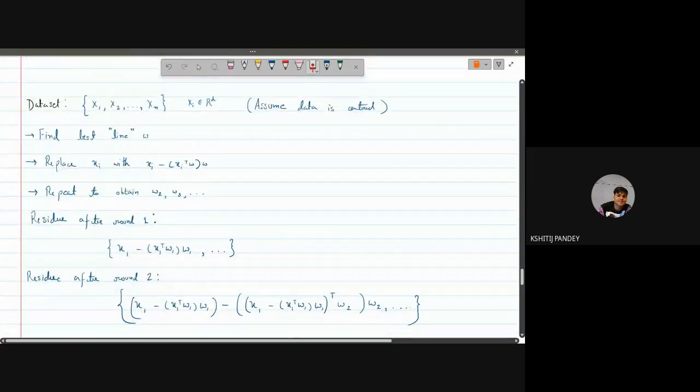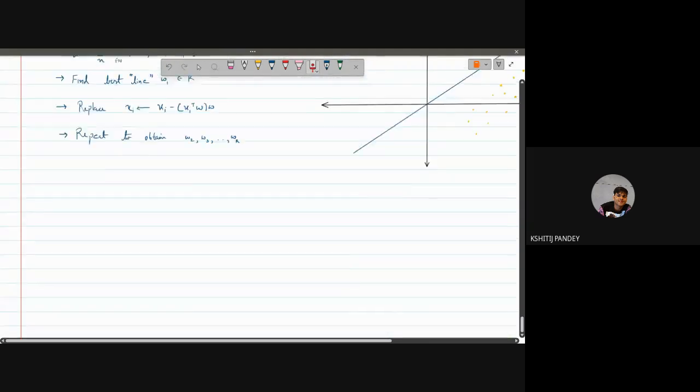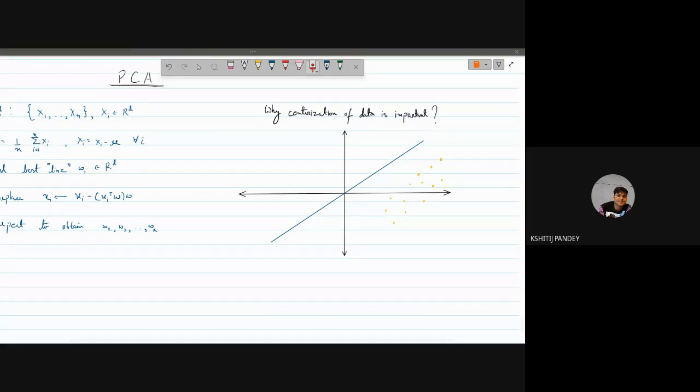So let's say we have data points, and assume they are centered. And why we need to center the data, let's discuss that as well. Yes, we'll come to that perspective. In a few minutes we'll also come to changing the axis.